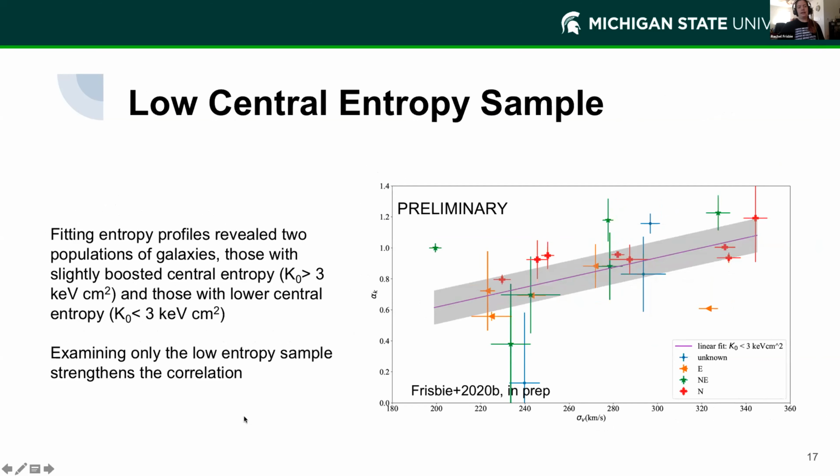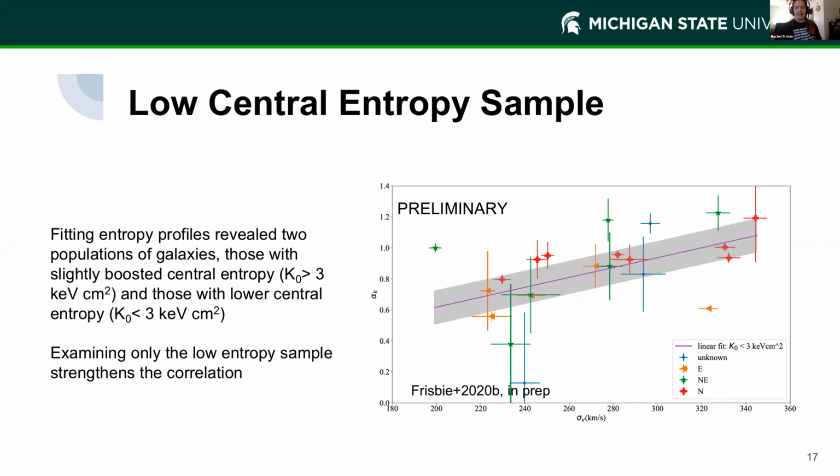But when we were fitting the central entropy, it revealed that we had 2 populations of galaxies, those with a slightly boosted central entropy, so above 3 keV centimeter squared, and then those that had a slightly lower central entropy of K naught less than 3 keV centimeter squared. And the galaxies with boosted central entropy are galaxies that have likely experienced a recent feedback event that's boosted the entropy in the center, and thus they're out of equilibrium. So we wouldn't expect them to be well described by an analytic model based on something in equilibrium.